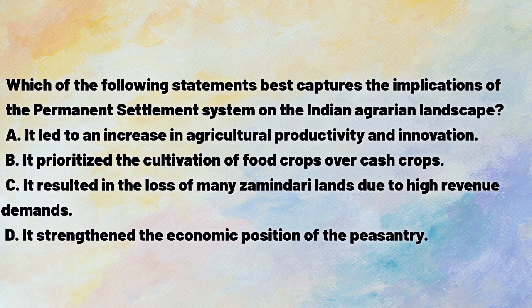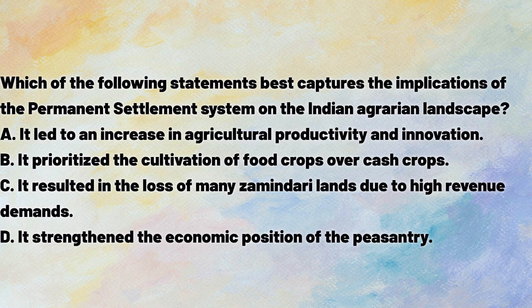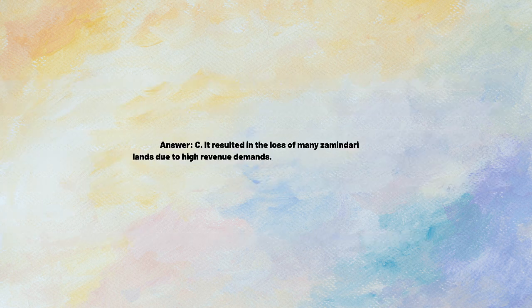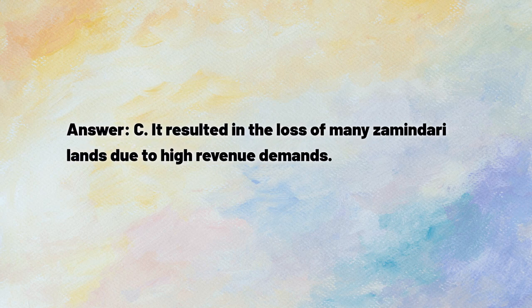Which of the following statements best captures the implications of the permanent settlement system on the Indian agrarian landscape? A. It led to an increase in agricultural productivity and innovation. B. It prioritized the cultivation of food crops over cash crops. C. It resulted in the loss of many zamindari lands due to high revenue demands. D. It strengthened the economic position of the peasantry. Answer: C. It resulted in the loss of many zamindari lands due to high revenue demands.